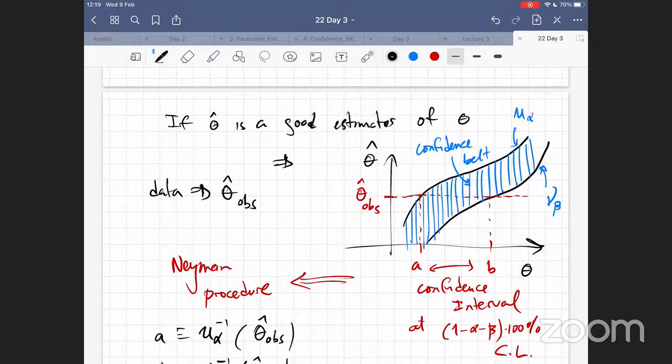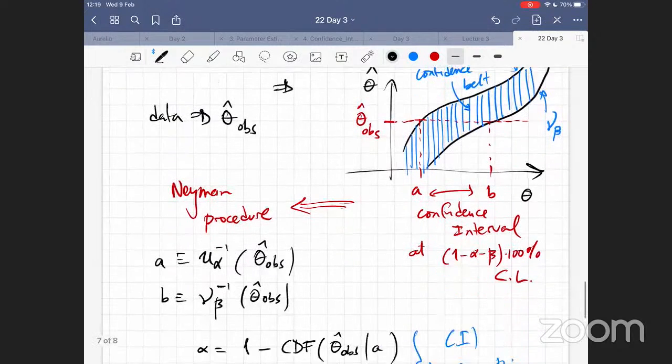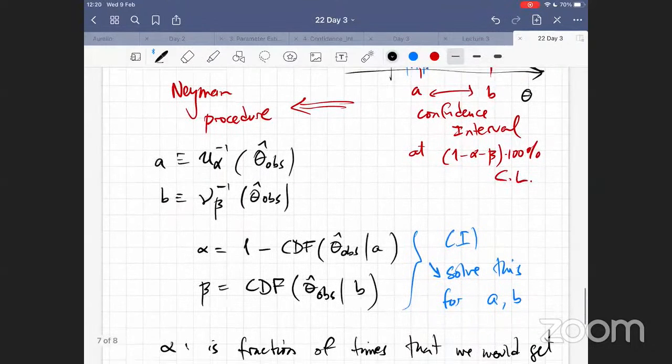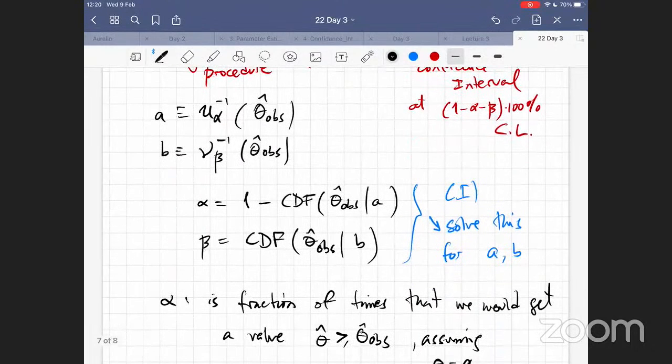How do you choose alpha and beta? Alpha and beta are chosen typically by what you want to have as a confidence level. Typically in physics, we work with 90%, 95% or 99%. And this will fix your values of alpha and beta.